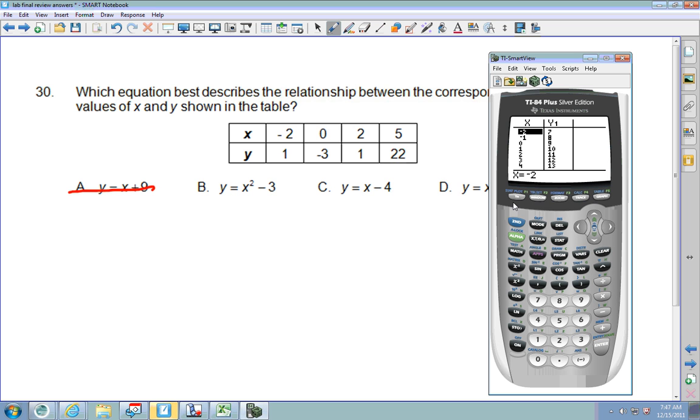Let's do B. Let's go in here and put x squared. Remember, you have the squared button right here. Minus 3. Second graph. Does it say negative 2, negative 1? Yes. 0, negative 3? Yes. 2, 1? Sure does. And 5, let's see, yep, 22. So there's my answer. The answer would be B.